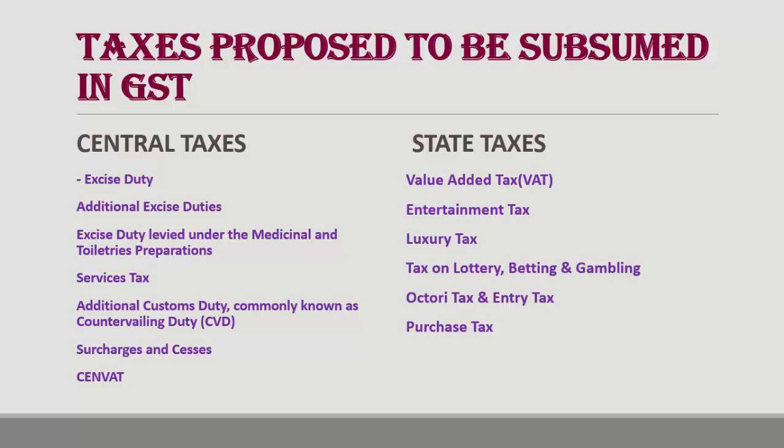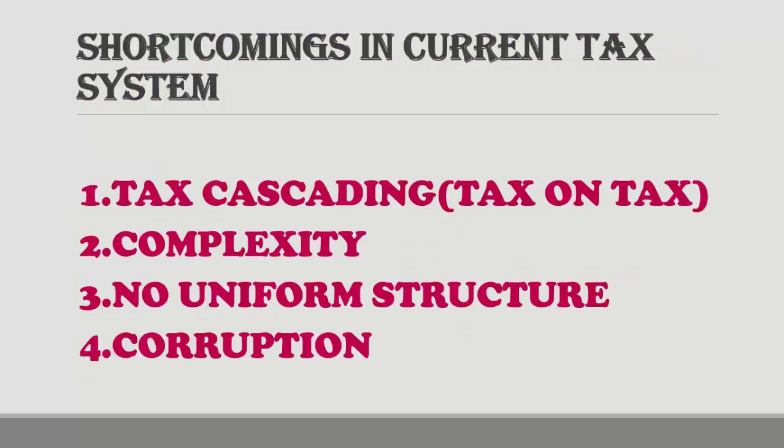Now, what are the taxes proposed to be subsumed in GST? There are various taxes at central level and state level which are proposed to be subsumed in GST. Example, excise duty, service tax, VAT, entertainment tax, luxury tax, lottery, betting and gambling tax, octroi tax, purchase tax and so on. So, why did we feel the need for GST?